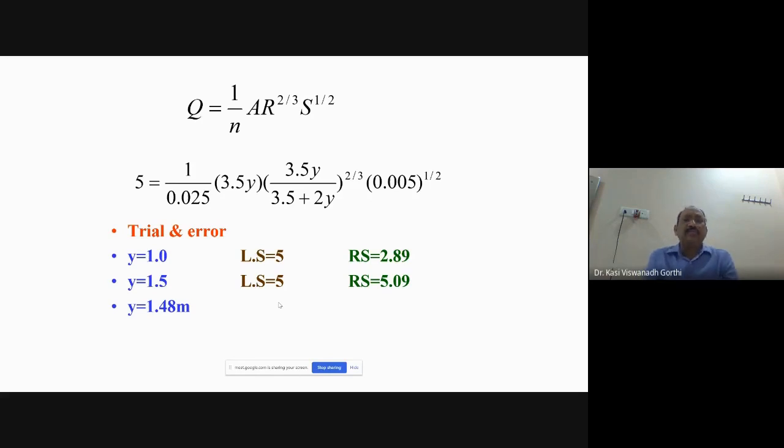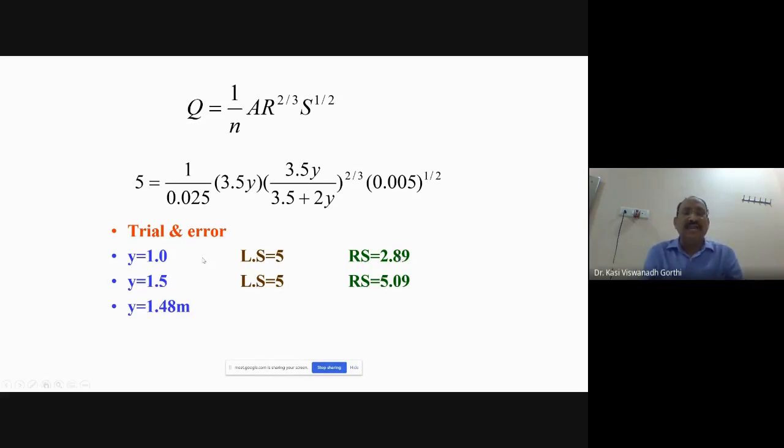What you need to do is assume some initial guess value for Y, say Y is equal to 1. We have assumed Y is equal to 1 meter. If Y is equal to 1 meter, what is the value of the left hand side? Left hand side has no variable, so it is only 5. Right side, substituting Y is equal to 1, how much are you getting? Right side is 2.89. That means left hand side is 5, right hand side is 2.89, which is not equal to the left hand side.